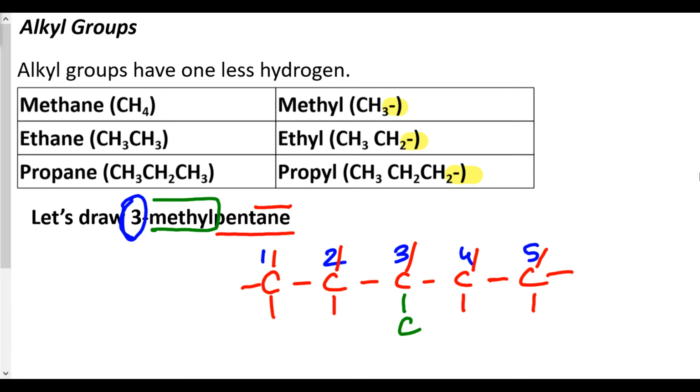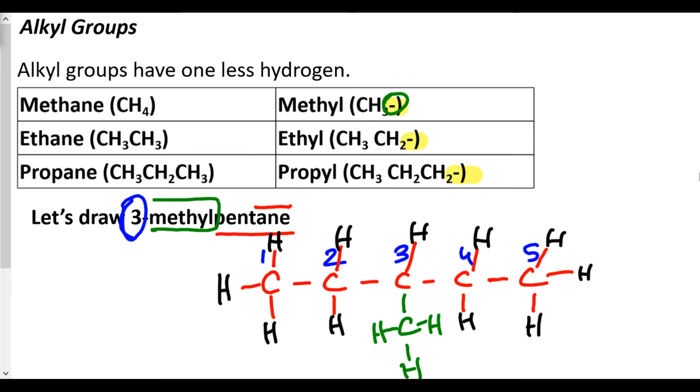Now for the green carbon, I have 1 bond already. This is a bond, and it's right here. So I'm missing 3 more bonds. I should be drawing those 3 bonds. And then all I'm missing is hydrogens. So I have to draw hydrogens for all the carbons.